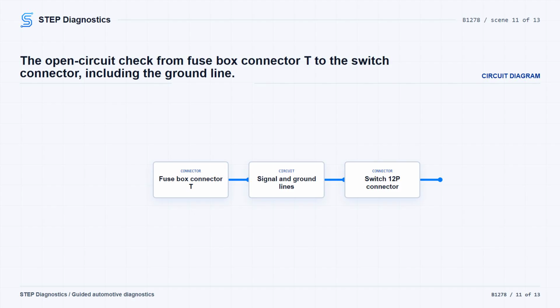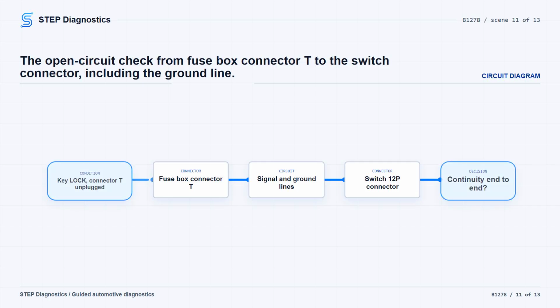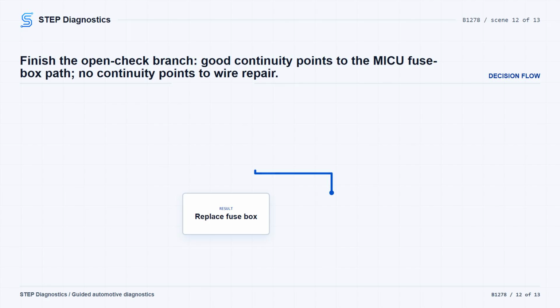For the open circuit path, turn the ignition switch to lock 0, then disconnect underdash fuse and relay box connector T, 20P. Check continuity between the module connector and the combination light switch connector on each circuit. H/L OFF SW is connector T, 20P no. 1, ORN to combination light switch 12P connector no. 1, ORN. H/L on SW is connector T, 20P no. 2, PNK to combination light switch 12P connector no. 7, PNK.